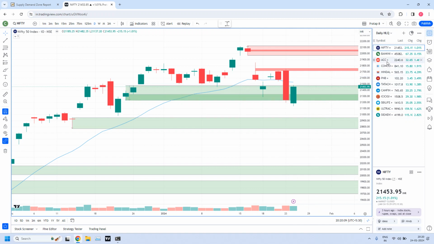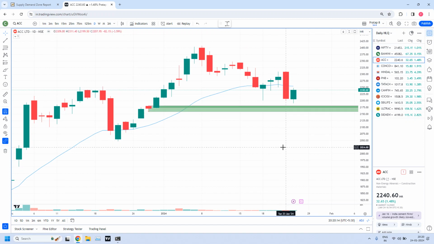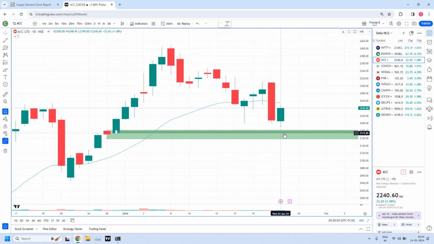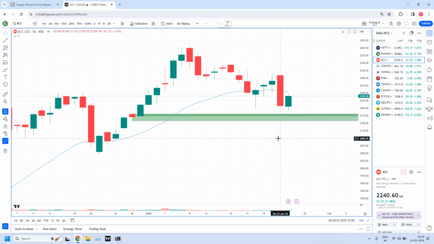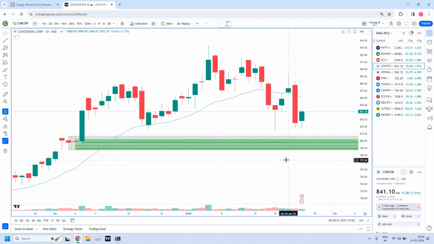The first one is ACC. This is a daily high liquidity demand zone. None of the high liquidity demand zones got the trades in today's session. Just before entering into the zone, prices moved up. That means we missed the opportunities. So ACC we didn't get the entry. The next one is Concor. Concor also we did not get the entry. This is also a daily high liquidity demand zone.